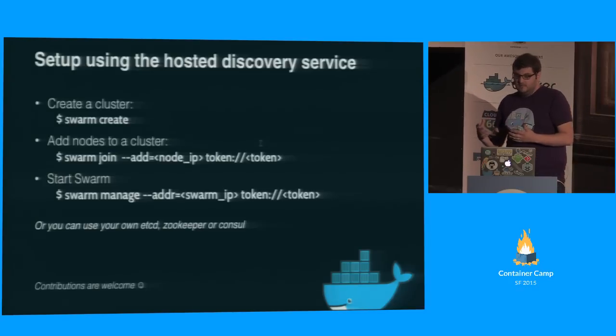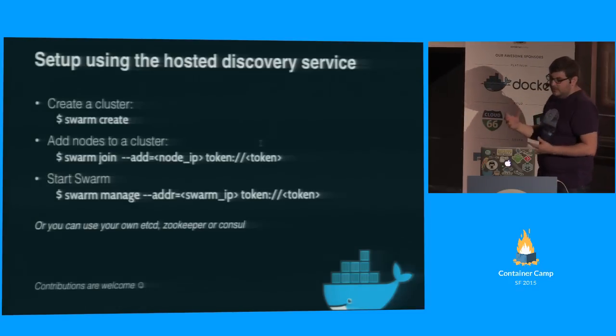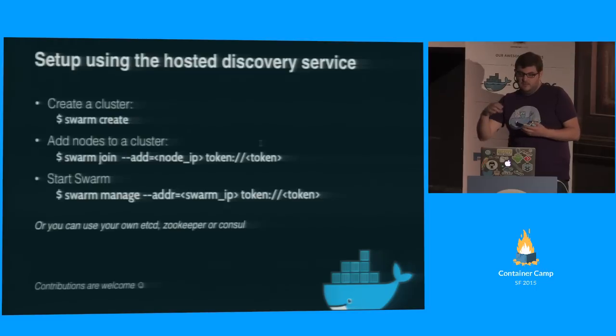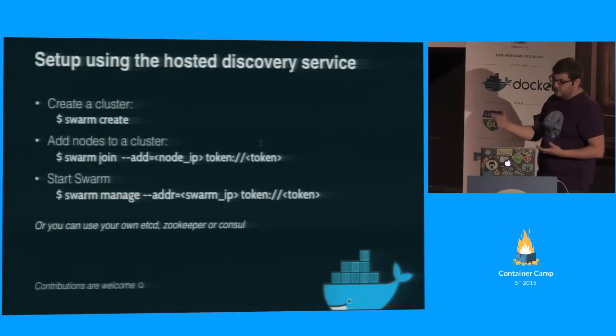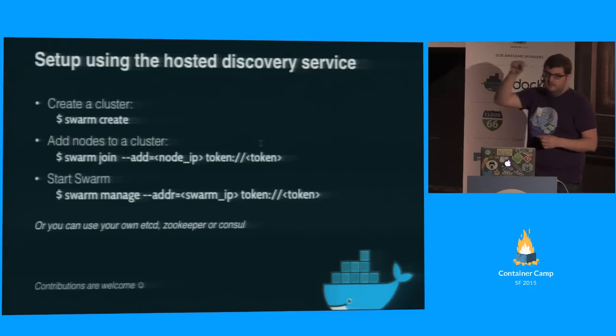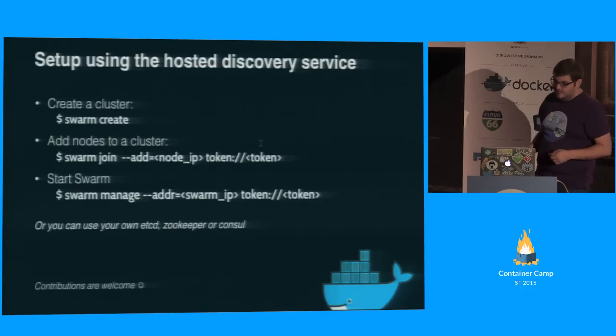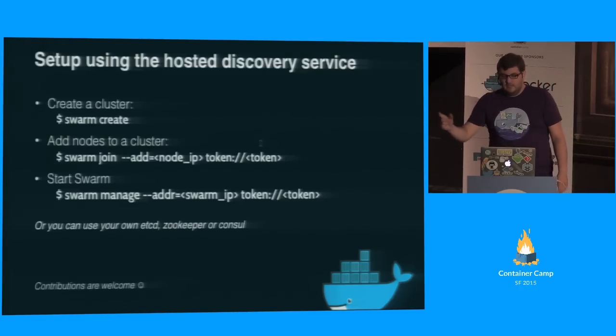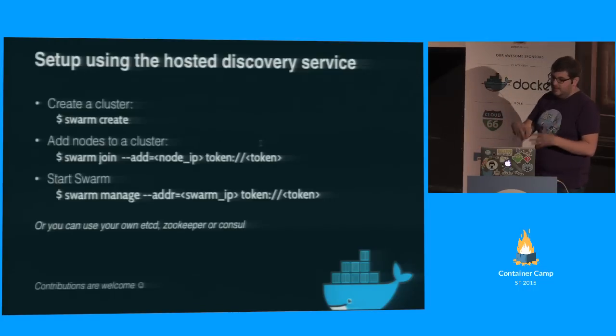Basically, you do a Swarm create. It will give you a token. And then on every machine you have, you just do a Swarm join with this token. Then it will basically talk back to the Docker Hub and say, this is my IP, I belong to this cluster. And then you start the manager, again with the same token, and that's it.